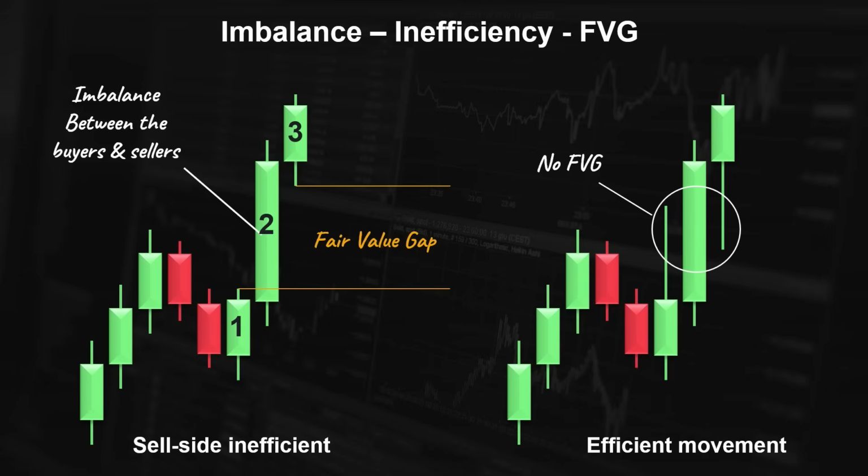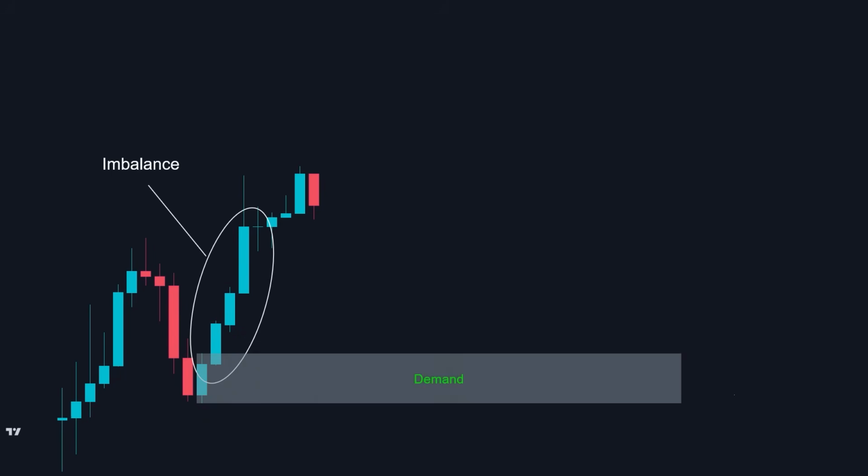Now, how can we use this to our advantage? When the price moves significantly and leaves fair value gaps behind, it usually returns to these areas to fill the gap and restore balance. These areas become extremely important supply and demand zones, offering potential trading opportunities. In this example, the price is moving in an uptrend. In this area, the price has created fair value gaps, indicating buy-side imbalance and sell-side inefficiency. Below the imbalance, we can find the demand zone, as this demand zone has contributed to the imbalance.